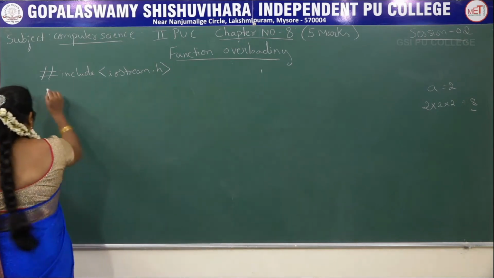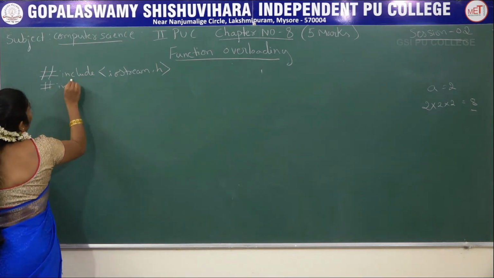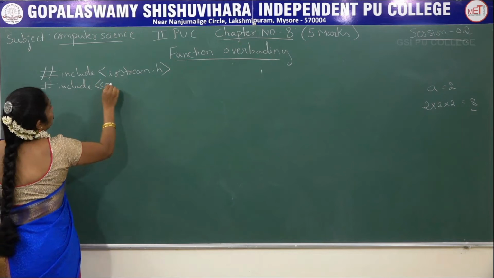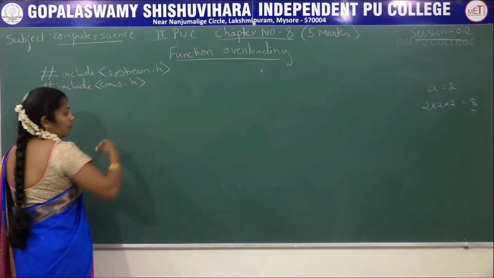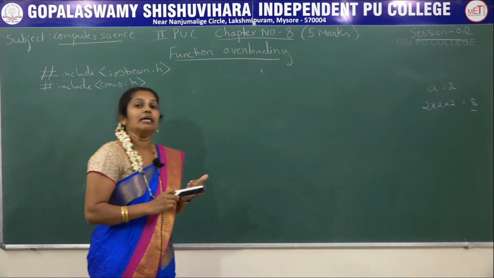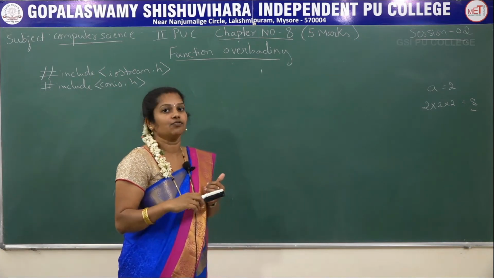Next, header file hash include conio.h. This is the supporting header file to perform clear screen as well as getch function.